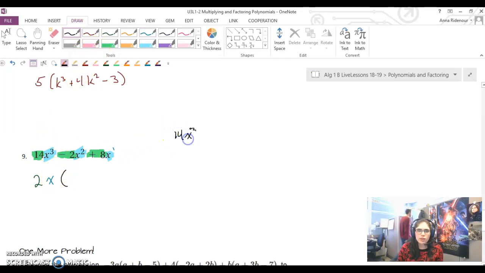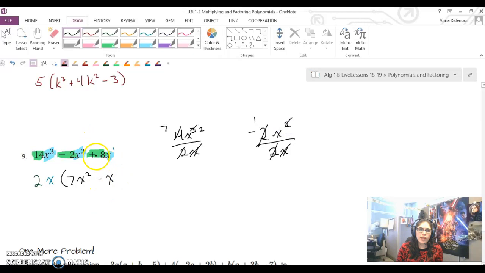So 14x to the third divided by 2x. Factor out a 2, factor out an x, and you're left with 7x squared. And then the next one, minus 2x squared over 2x. Factor out a 2, and you're still left with the negative, because remember you're dividing negative 2 by positive 2, so you've got negative. And then x squared divided by x just gives you regular x. And then finally, if you have 8x divided by 2x, the x's cancel, and you're just left with plus 4.